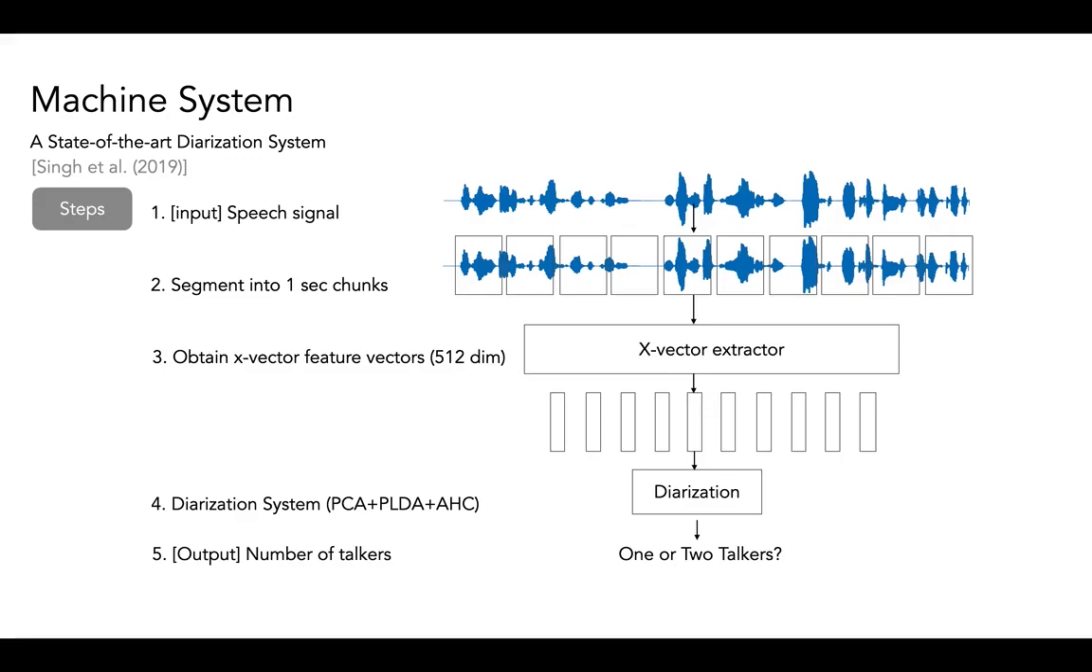It does a set of operations: PCA followed by PLDA, to do channel normalization and dimension reduction to obtain PLDA scores. These PLDA scores are then fed into an agglomerative hierarchical clustering framework where, based on a threshold criterion, the algorithm refines the number of distinct talker clusters. To get the output on the number of talkers, we count the number of distinctly identified talker clusters.